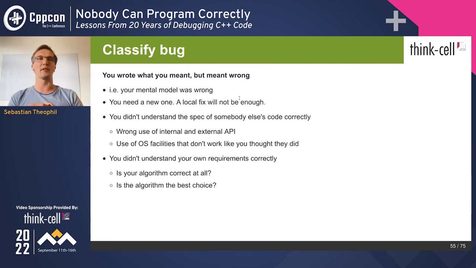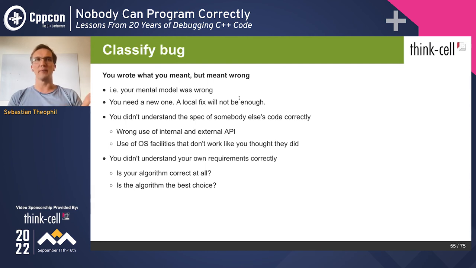Maybe you didn't understand the specification of somebody else's code or of your operating system primitives. You used the wrong APIs, internal or external. You used operating system facilities that don't work like you thought they did. Again, see my log example. You need to rethink your approach here. Or maybe you didn't understand your problem, your input set correctly. As a consequence, maybe you didn't use the correct algorithm at all. Maybe your problem is way more complex than you initially thought, and you have to rethink your implementation completely.